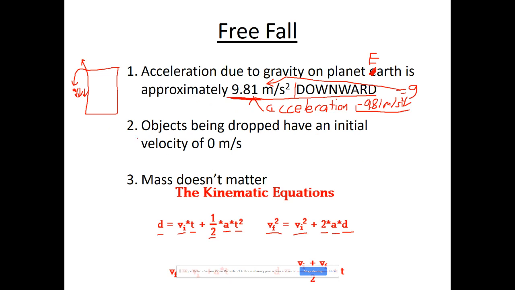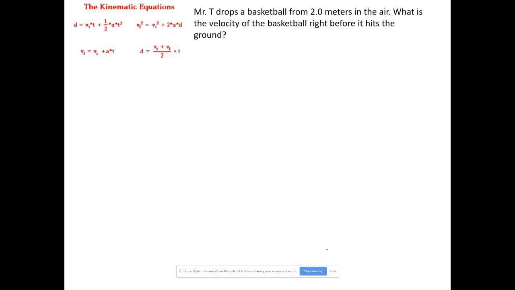Objects being dropped have an initial velocity of 0. Mass doesn't matter. As you can see, there's no mass in any one of these. Mass has nothing to do with it, as odd as that may seem. So let's try a practice problem.